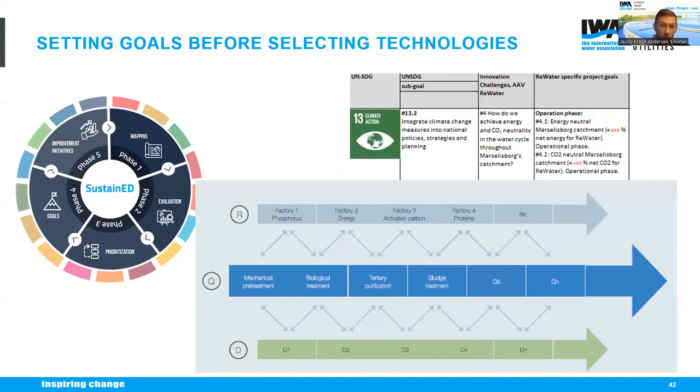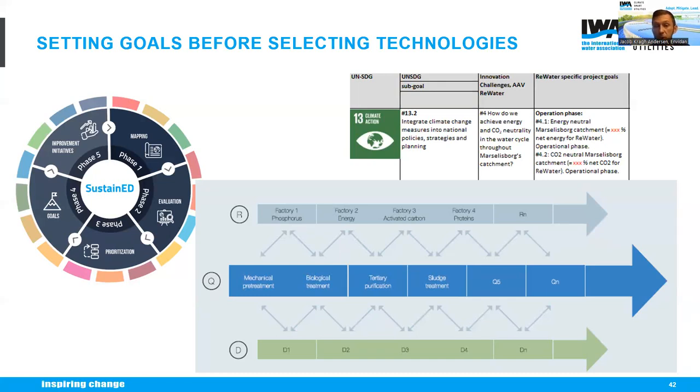One of the tools that we have used in that part of the project was this model called Sustained, which you see on the left hand side. It's an iterative process where we start out by mapping the issue. If we're talking about environmental sustainability, for example, then we're looking into what are all the consumptions at the wastewater treatment plants, what are all the emissions. Then we evaluate all these emissions, prioritize, and based on the prioritization, we then set specific goals.